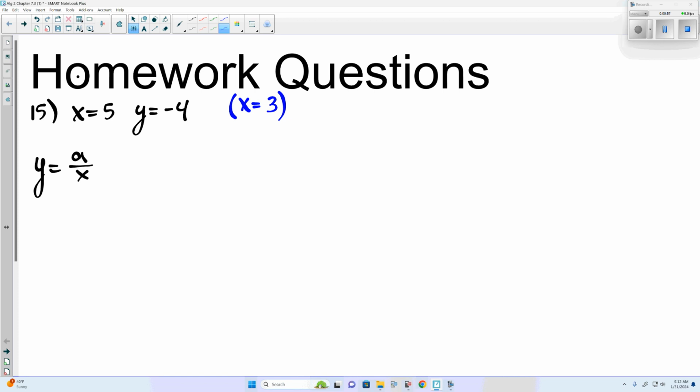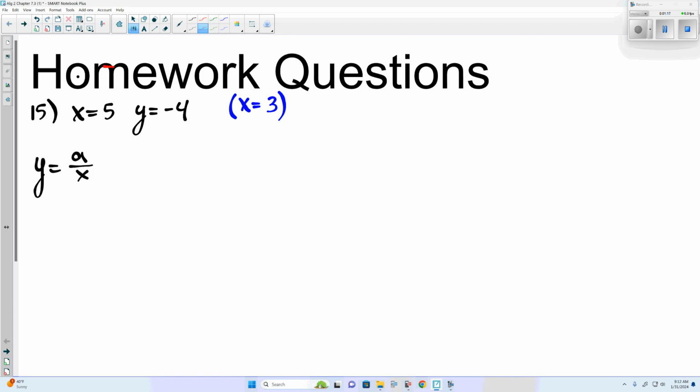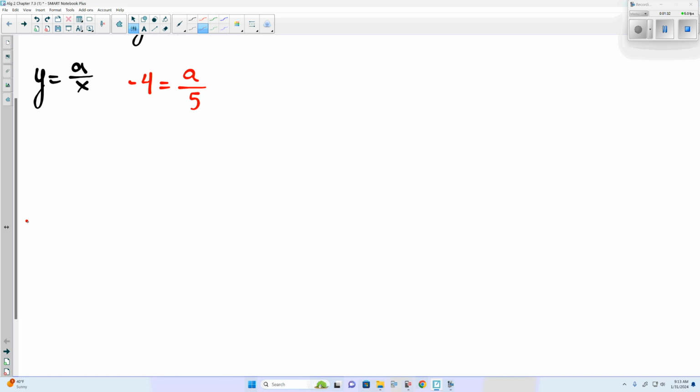x and y vary inversely. Use the given values to write an equation and then find the value of y when x is 3. So since they vary inversely, y is equal to a over x. To find the equation, we need to find the value of a. The first thing we can do is plug in our x and y value, because whenever x is 5, the y value is -4. So whatever a is, when we divide it by 5, we get a y value of -4. At this point, we need to solve for the value of a.